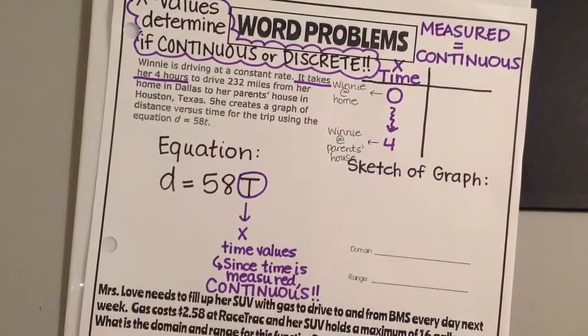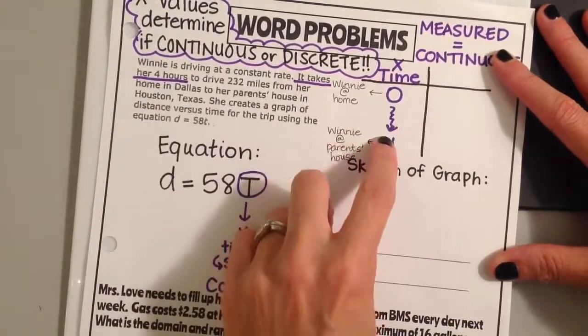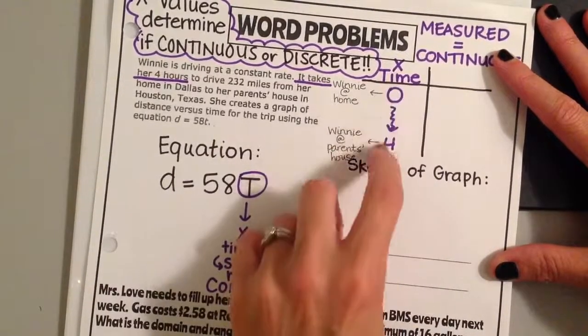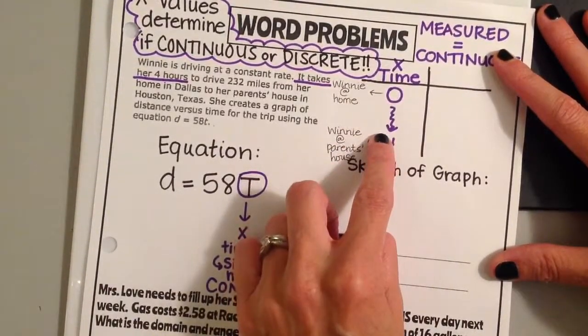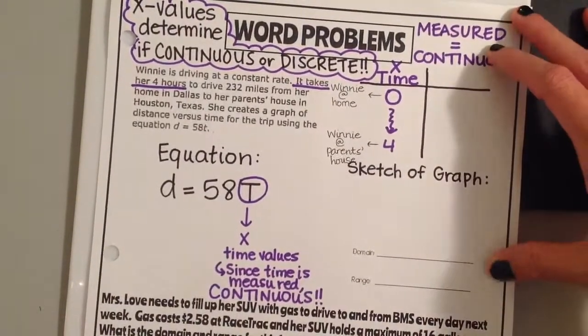Okay, so her trip can be any time amount from 0 to 4. It's also going to include these values. So if her time is not 0 or 4, it's sometime in between those, that is when Winnie is on the freeway heading south towards Houston.